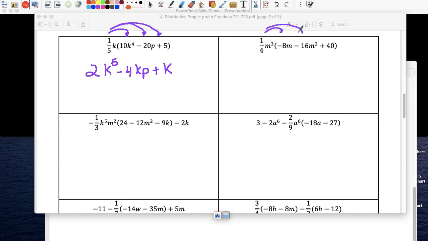Again, distributive property, distributive property, distributive property. 1/4 times negative 8. Let's do the coefficients first. So that gives me negative 2. m cubed times m is m to the 4th power. Next one, 1/4 and negative 16 is negative 4. m cubed times m to the 2nd power is m to the 5th. 1/4 times 40 is plus 10. And then obviously, don't forget the m cubed. And that is your answer. I mean, I guess we should write it like this.